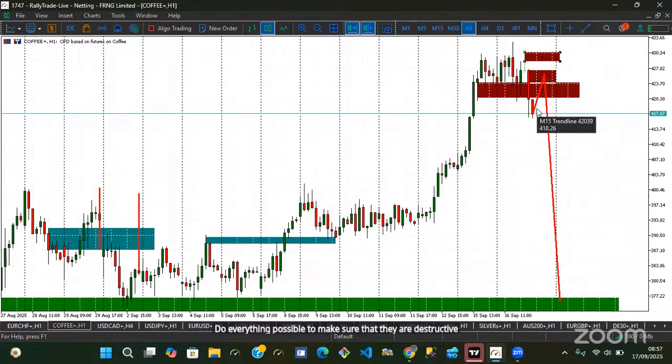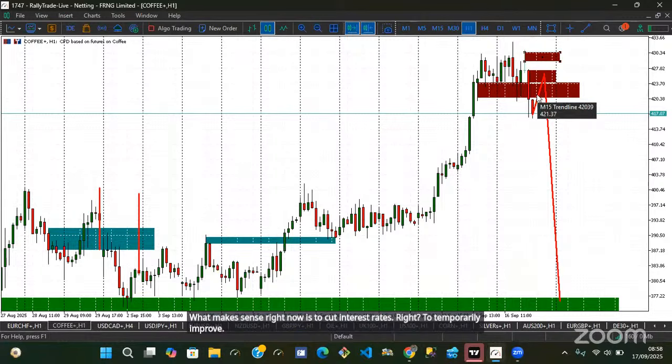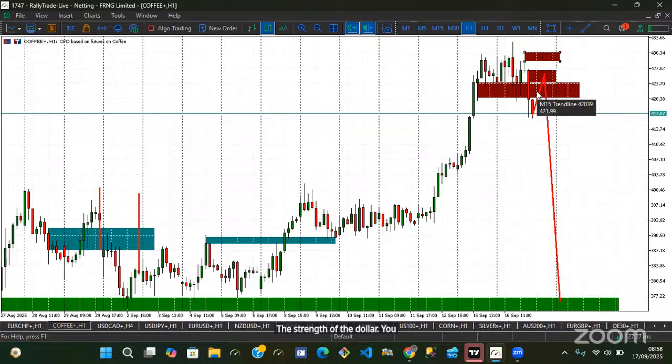And what makes sense right now is to cut interest rates, right? To temporarily improve the strength of the dollar. You don't need more dollars in circulation. You need to cut interest rates to reduce borrowing, right? Once you do that, the available dollar becomes valuable in the short run. But in the long run, investors wouldn't be able to have access to funds. The economy will slow down later in the long run because businesses are not getting access to loans and the likes of it. But in the short run, I expect it to favor the US dollar.